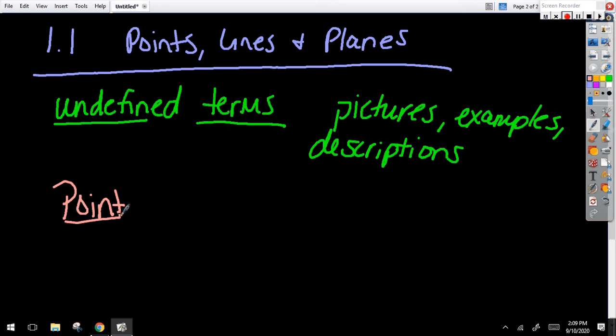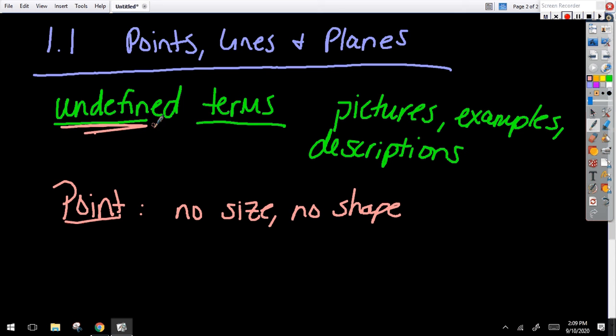All right, so a point does not have any size or shape. No size, no shape. See how I'm not really describing what it is, but I don't have a set definition here because this is an undefined term, like I said before. If we have a point, we give it a name. Maybe I'll call this point P. We use a capital letter, and always a capital, to name a point.